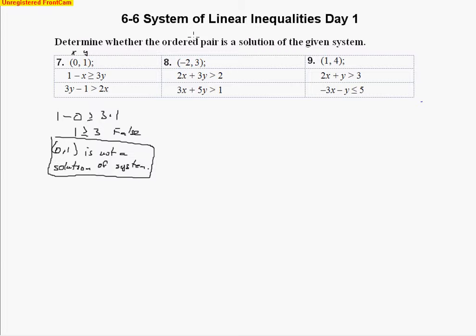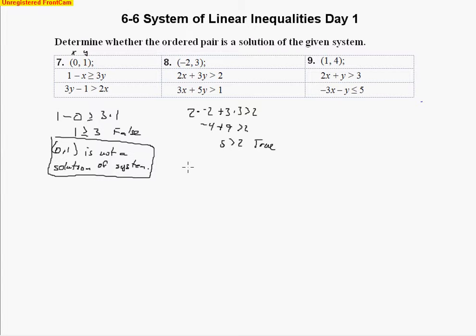I substitute the point in for x and y, so it shows 2 times negative 2 plus 3 times 3 is greater than 2. So I do some work. I got negative 4 plus 9 is greater than 2. And it shows 5 is greater than 2. And this is true, but I still need to try the next one.